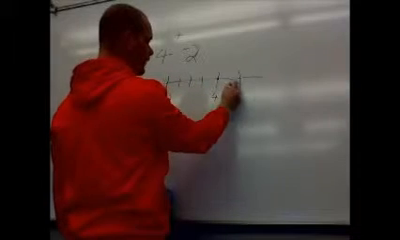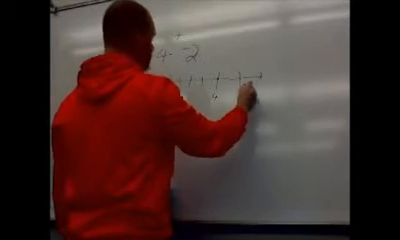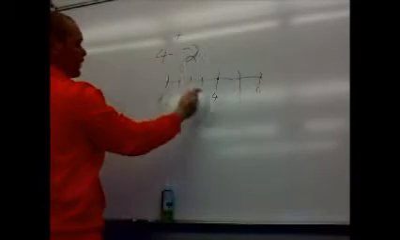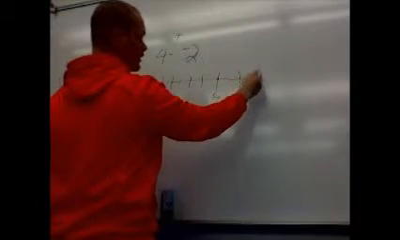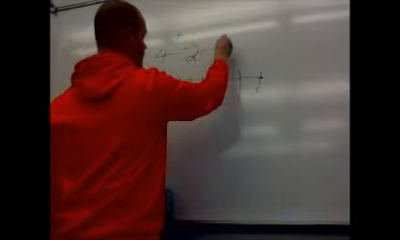So we have 4, 5, 6. 6. Because you're going to 4. 2 lines equals a plus. You're going to 6 equals 6.